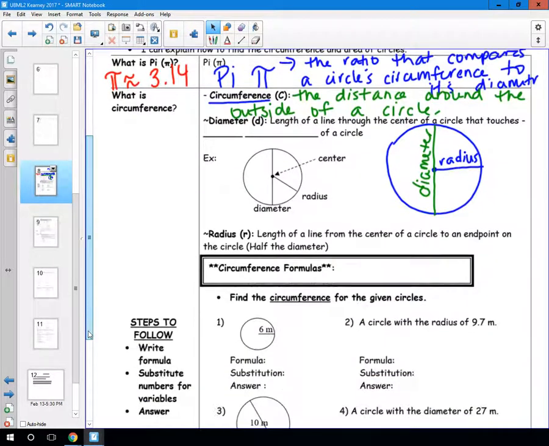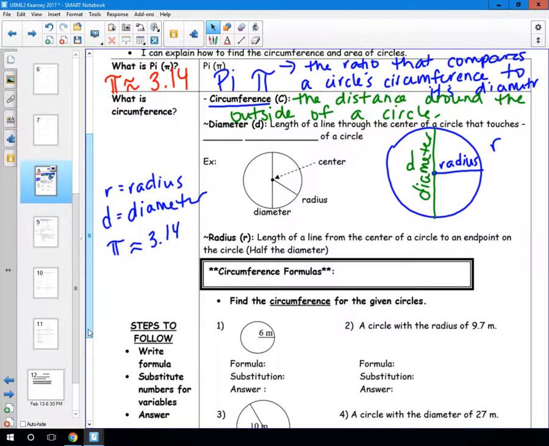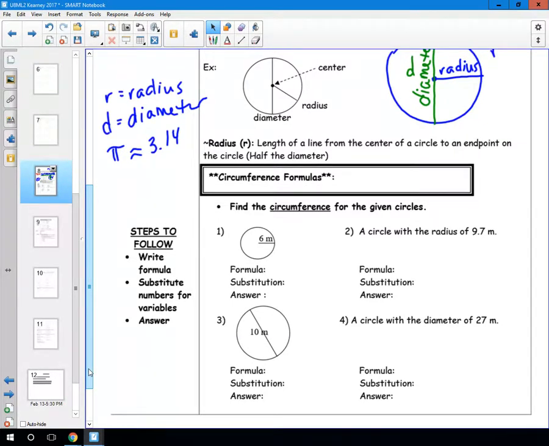A lot of times we usually call the radius R, and we call the diameter D. So R is the radius, D is the diameter, and when we say pi, we mean approximately 3.14. So let's talk about how we find the circumference of a circle. Your formula for the circumference of a circle, C stands for circumference. So to find the circumference, C equals pi, which we said was 3.14, multiplied times D. That's it, guys. That's how easy it is. We're just multiplying 3.14 times the diameter.